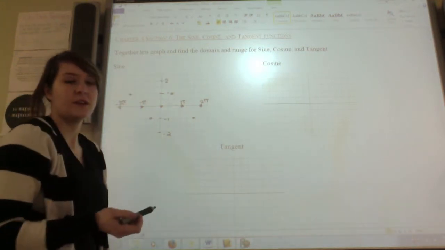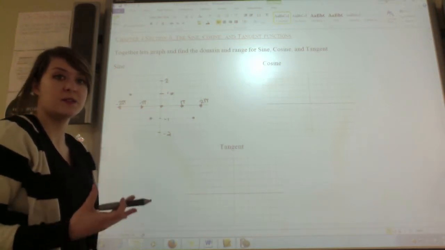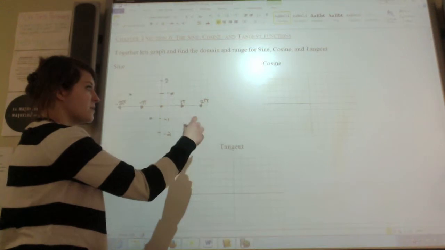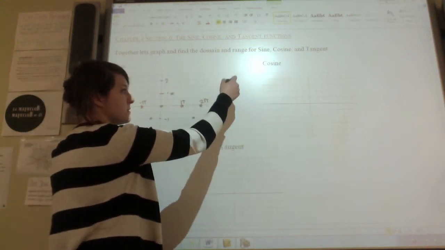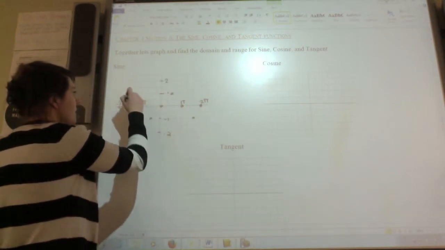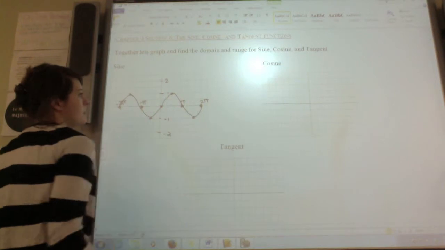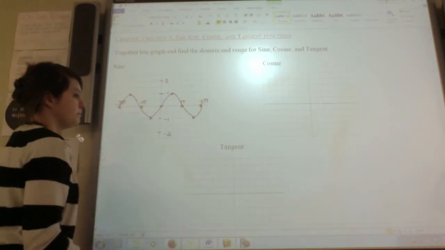And you can calculate all those out using your unit circle. You don't really need to memorize those or anything. Those are all just part of that unit circle where you've got 1, 0, 0, 1, -1, 0, and 0, -1. Then what I'm going to do is just sketch in my curve. And this is my sine function.